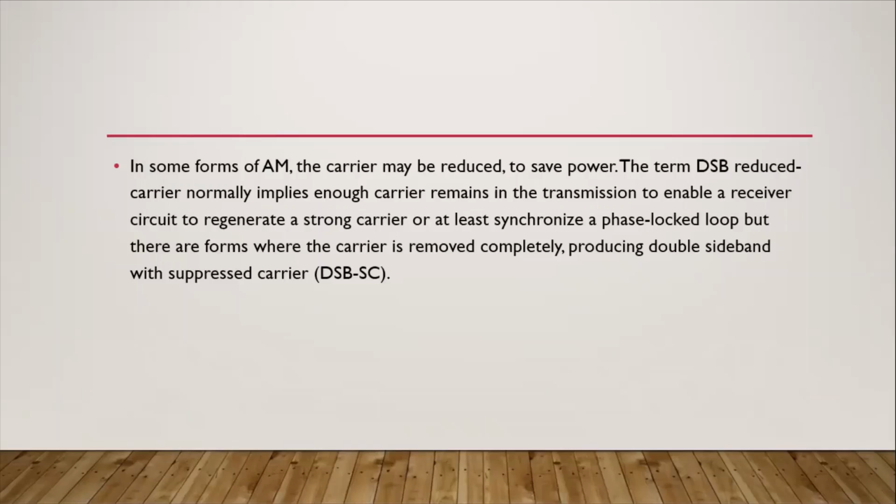Normally implies enough carrier remains in the transmission to enable a receiver circuit to regenerate a strong carrier. Okay, yung advantage nun ng DSB reduced carrier, or at least synchronize a phase lock loop, but there are forms where the carrier is removed completely. Meron din namang mga forms na hindi lang binabawasan yung carrier, completely removed. Pag na-complete remove yung carrier, ang tawag na doon is, it will produce a double sideband with suppressed carrier. Okay, DSB-SC na ang tawag sa kanya.